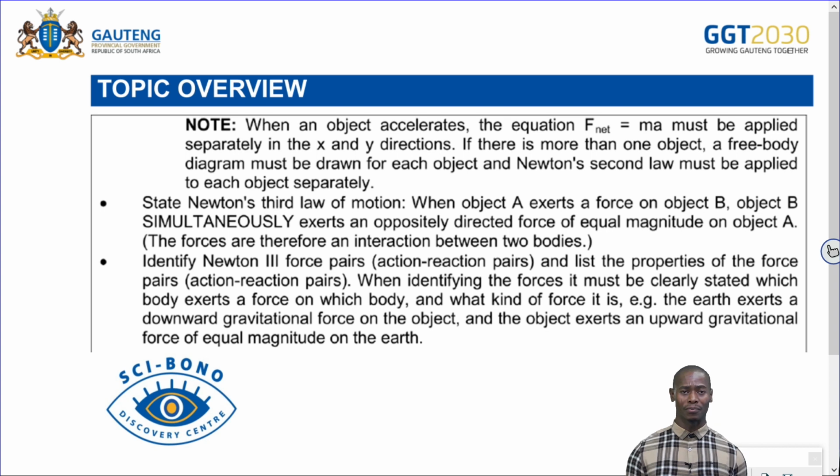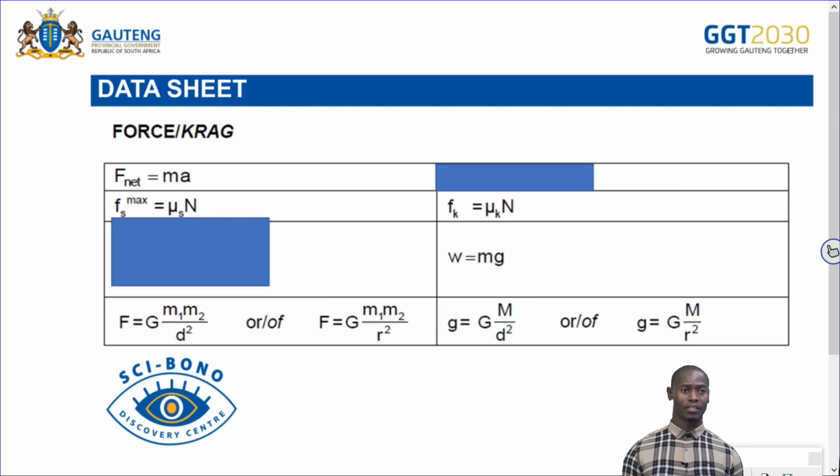Right, and also you must be able to state Newton's third law, and also know how to identify the action-reaction pairs, and also the last one, Newton's law of universal gravitation. But today, learners, we are not going to focus on Newton's third law and Newton's law of universal gravitation. Our focus today is just Newton's first law and Newton's second law. Actually, the application of Newton's first law and Newton's second law. It's what we are going to focus on today.